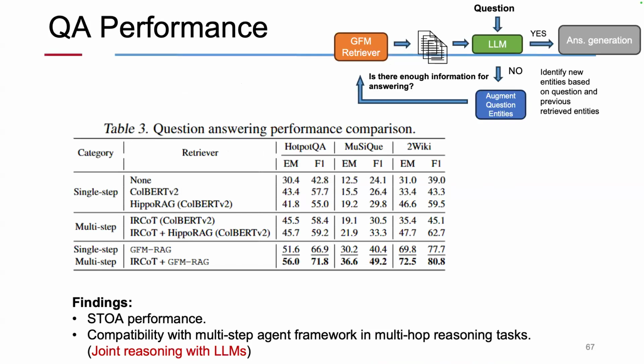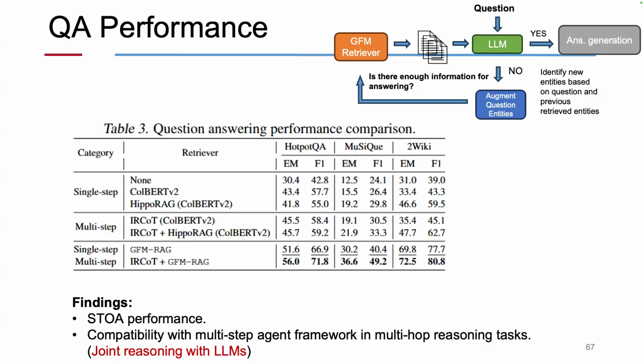Also, in order to better combine the graph reasoning and the LM reasoning, our method can be combined with an agent-based framework, as shown in this figure. Here this framework is powered by two components. The first one is our GFM retriever. It will retrieve some documents and feed them into the LM. Then the LM can decide whether there is enough information to answer the question.